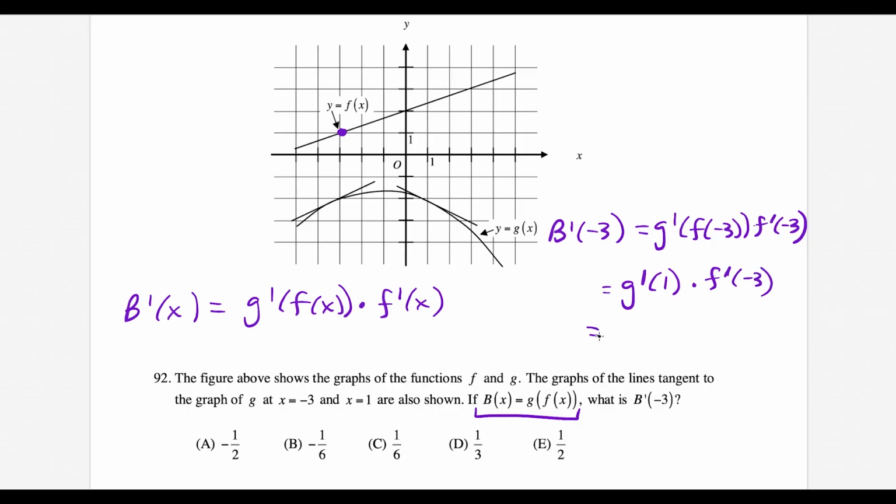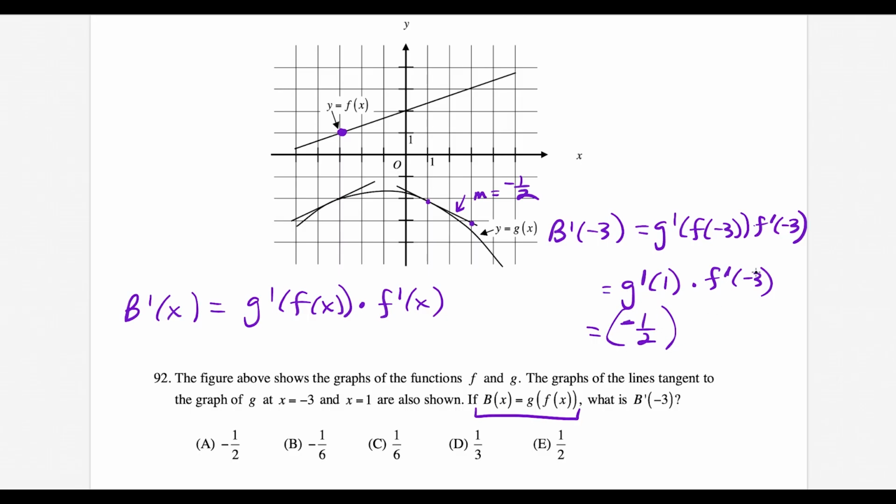So now we could just go looking for g prime of 1, which is the slope of the graph of g at x equals 1. And notice they included a tangent line for us. Now, it would have been really nice if this wound up directly on the corner here, but notice we're going down 1 over 2. And if we're going down 1 over 2, that means we have a slope of -1/2. So g prime of 1 is going to be equal to -1/2.